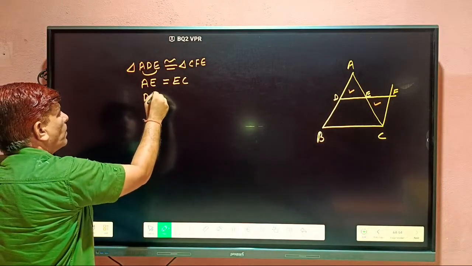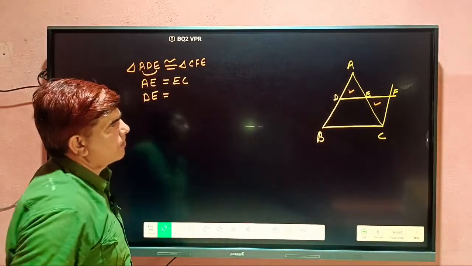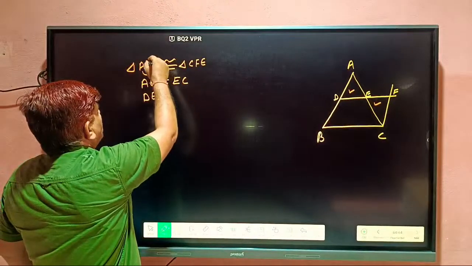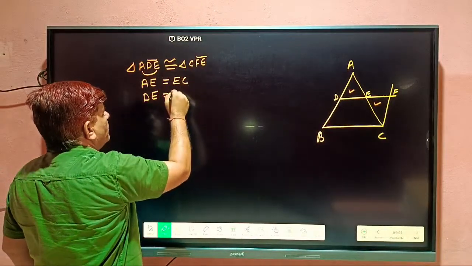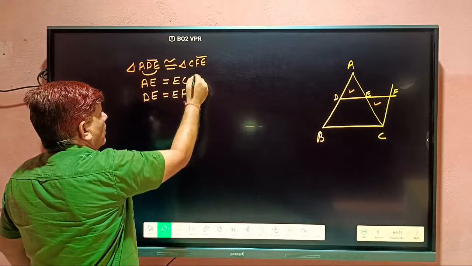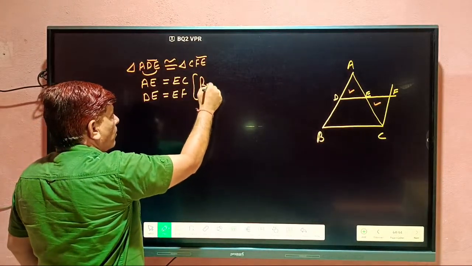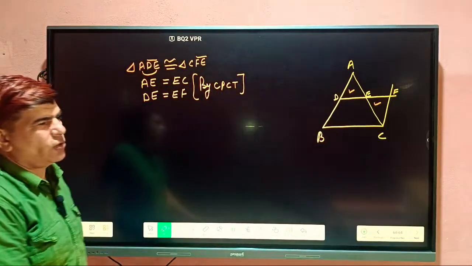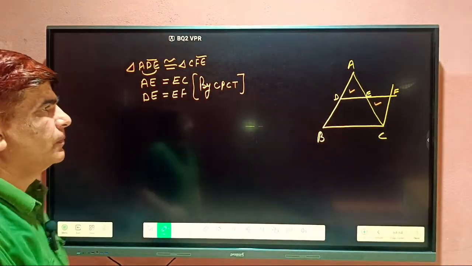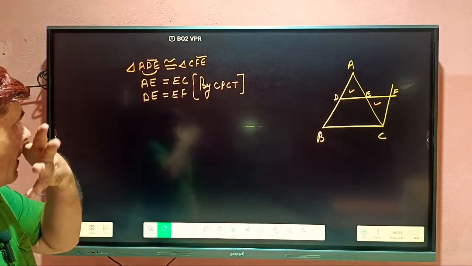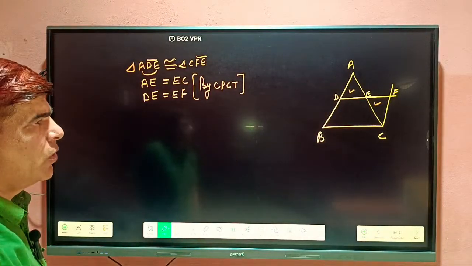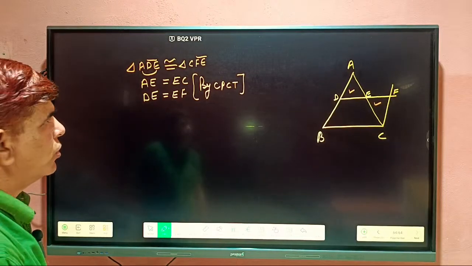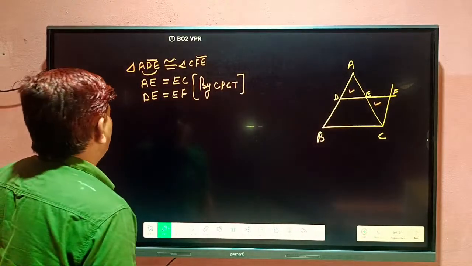Or what can you say? DE equal to EF by CPCT, corresponding parts of congruent triangles. Understood? Yes or no? Got it? And what can you say?